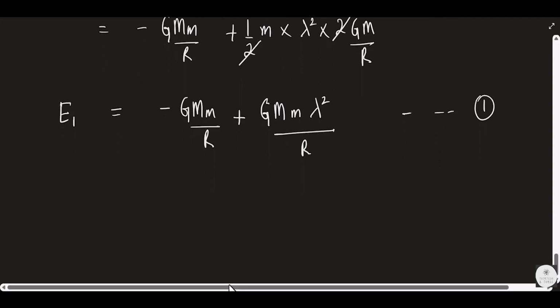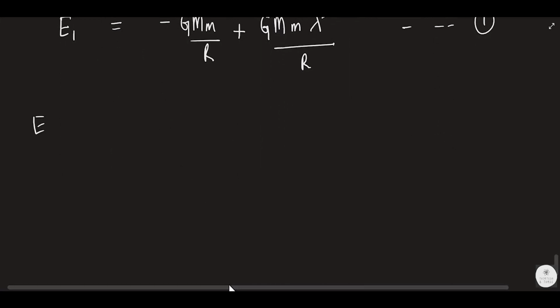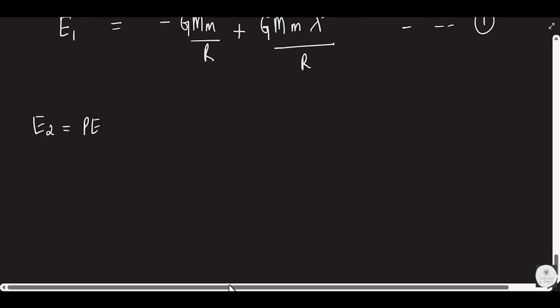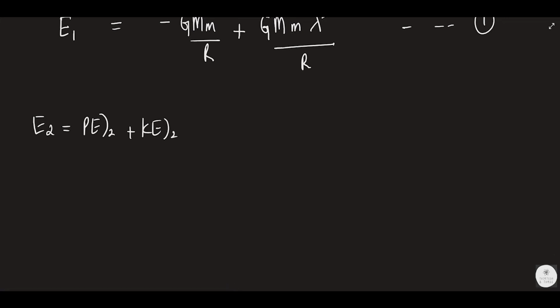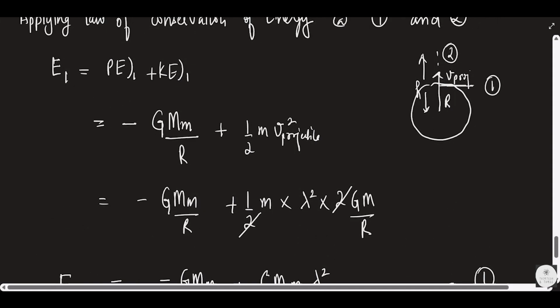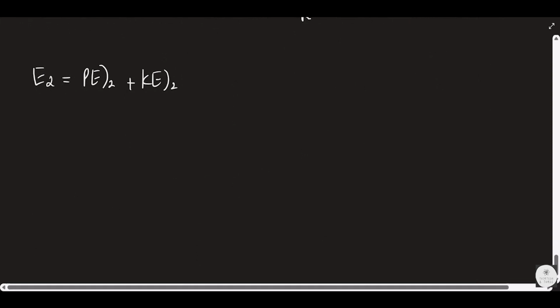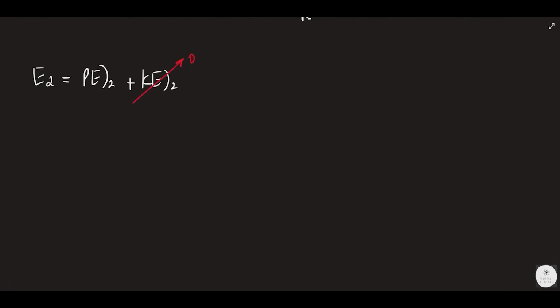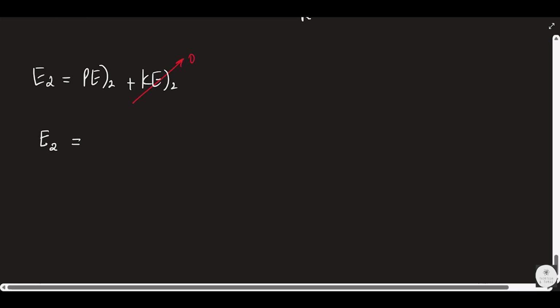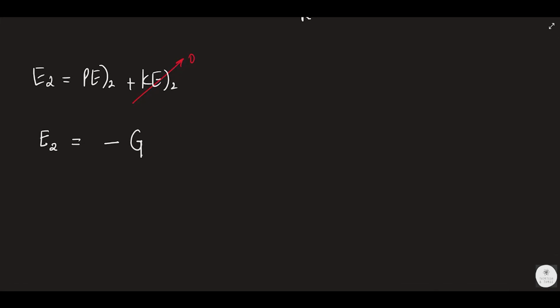Similarly the total energy at second point will be the potential energy at second point and the kinetic energy at second point. But as we know that at the second point, that is a point of maximum height, our velocity v will be 0, so this kinetic energy will be 0. At second point total energy will be the potential energy only, and the distance of second point from the center of the earth is H.